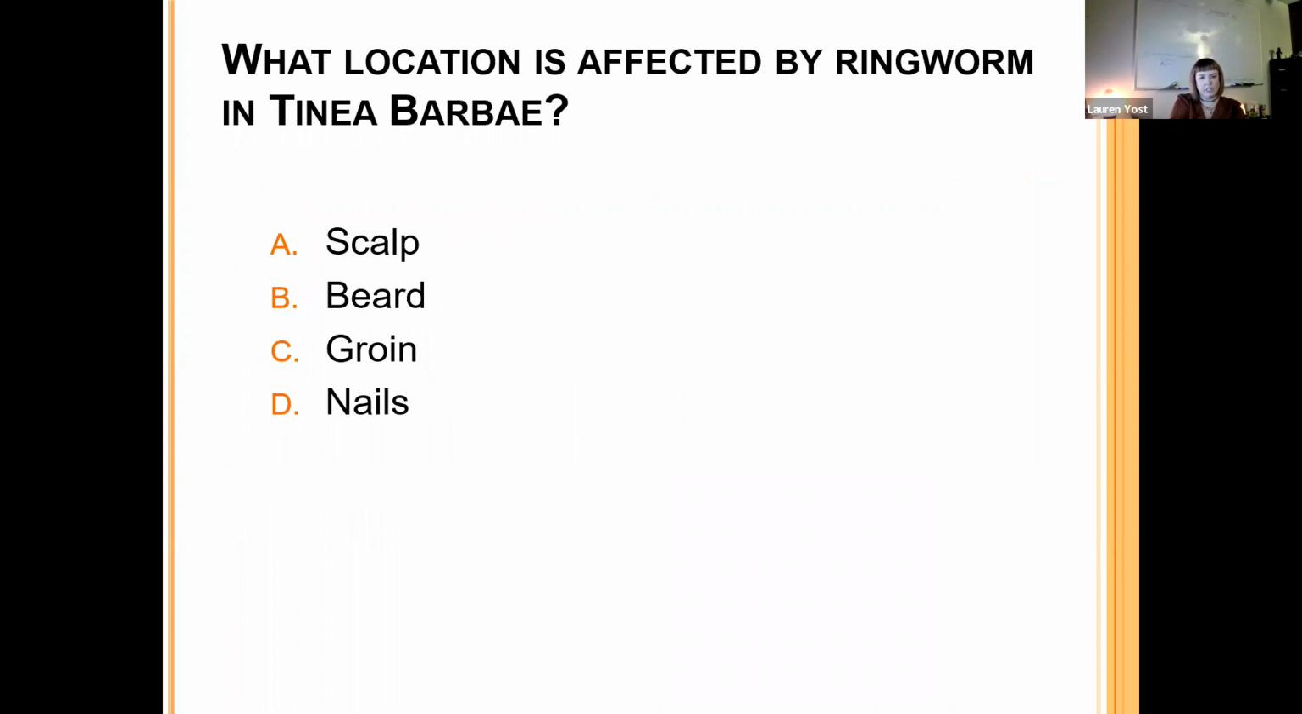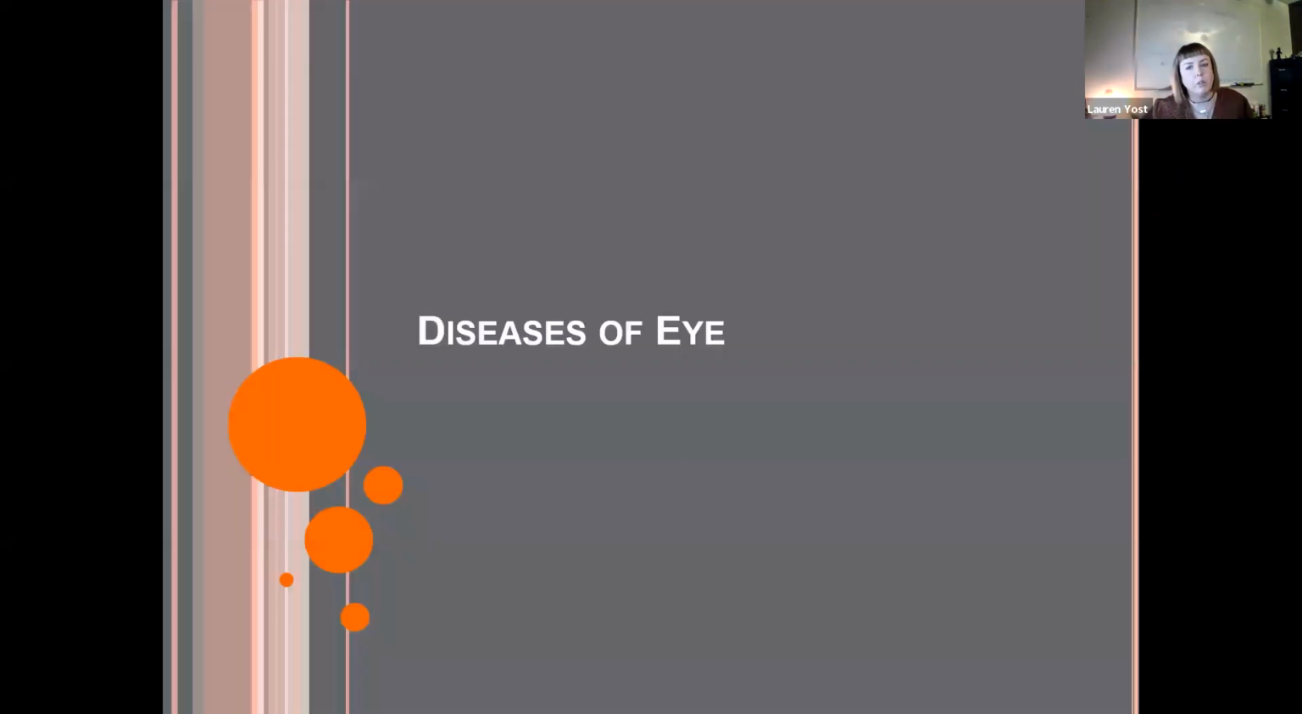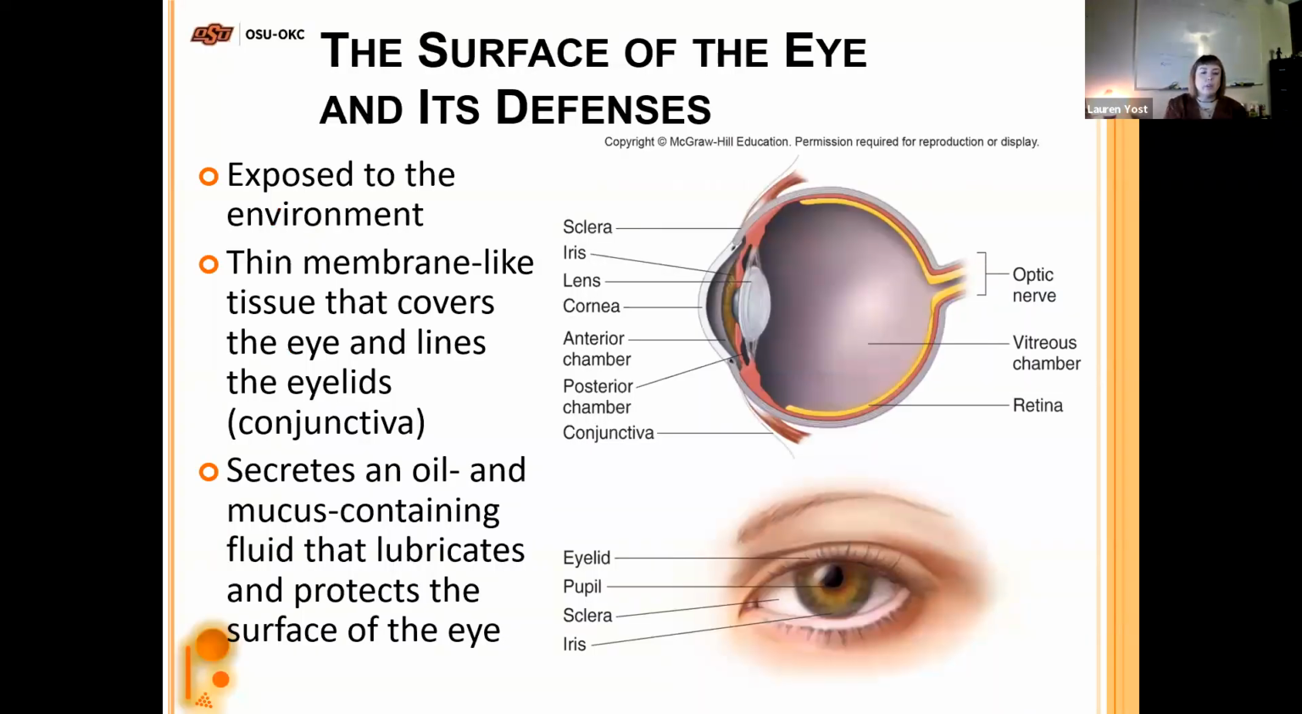So what location is affected by ringworm in the disease that we would refer to scientifically as Tinea barbae? The ringworm would be located in the beard. That's one that we actually brought up. You are welcome to go back to the table if you need to.